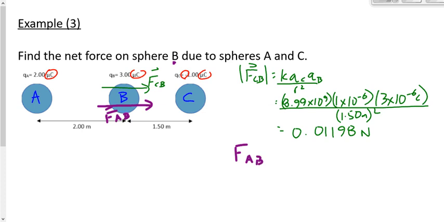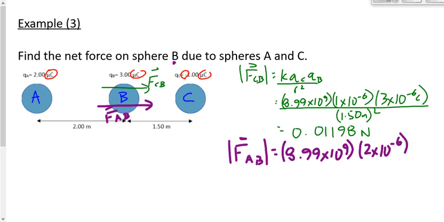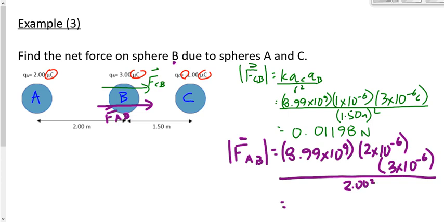FAB is going to be equal to Coulomb's constant, 8.99 times 10 to the 9, times charge A, which is 2 times 10 to the minus 6 coulombs, times charge B, which is 3 times 10 to the minus 6. Both positive charges, but it doesn't really matter because we plug positive in anyways, just as we did with FCB. Divide that by R squared, that's 2.00. That gives us a value of FAB of 0.01345 newtons.